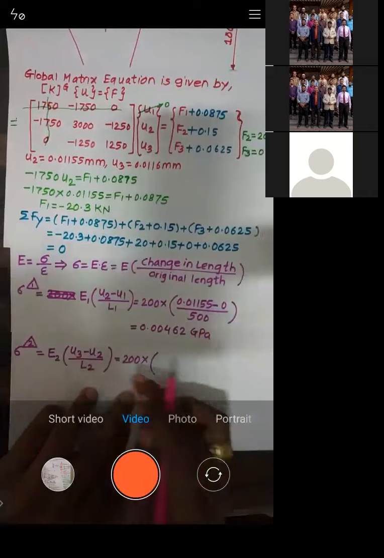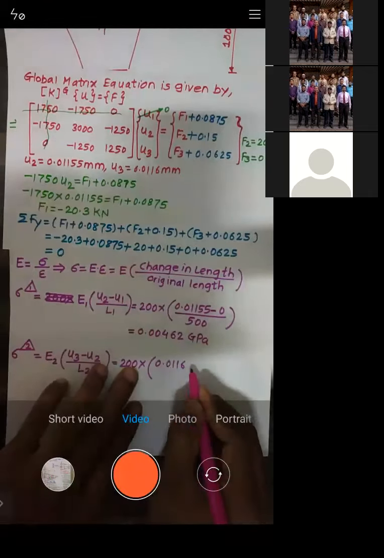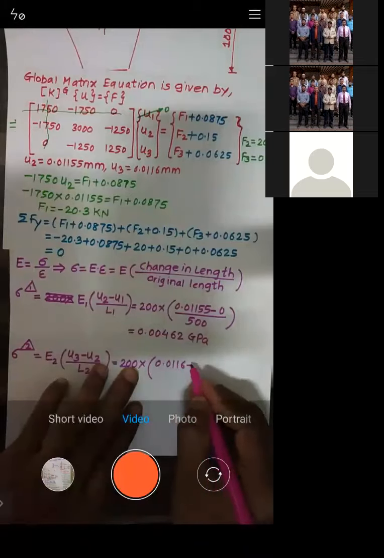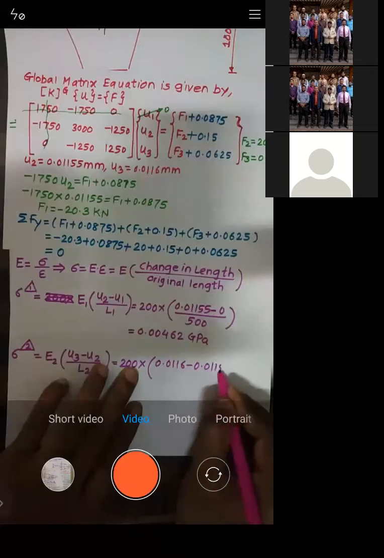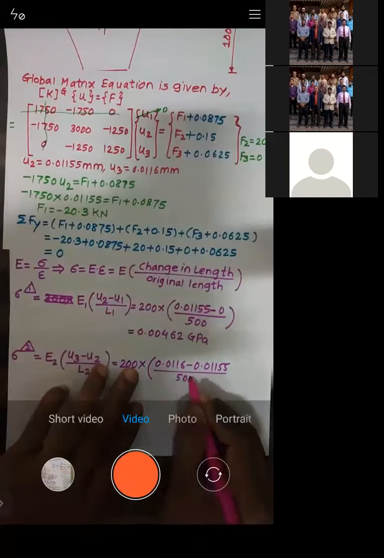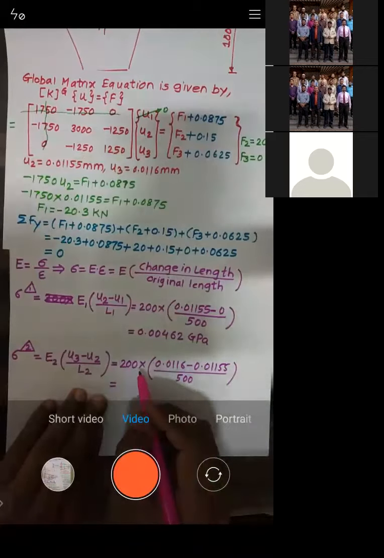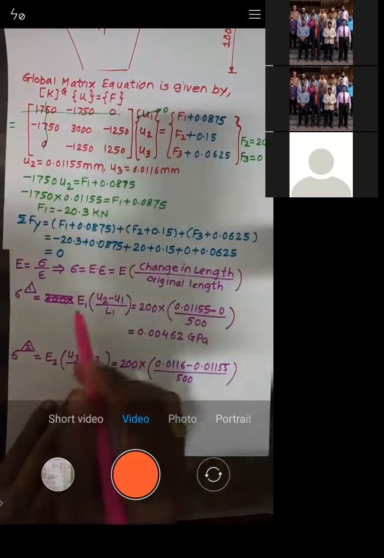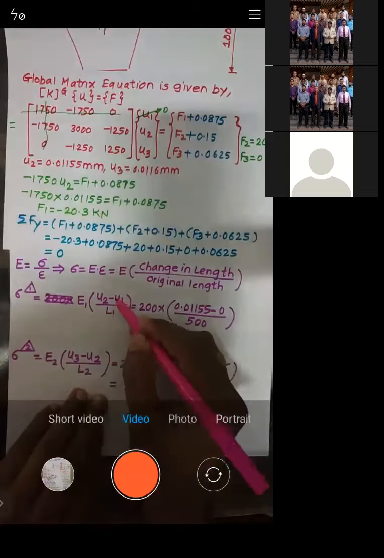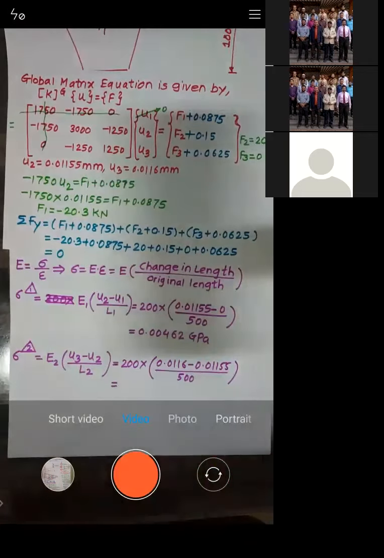Next, let me put U3, 0.0116, minus U2, 0.01155, upon the length, which is 500, right? So we will get some value. See, the unit of E will be the unit for stress, because the term strain is a unitless quantity. It is basically the ratio of lengths. So just let me know what value it is.